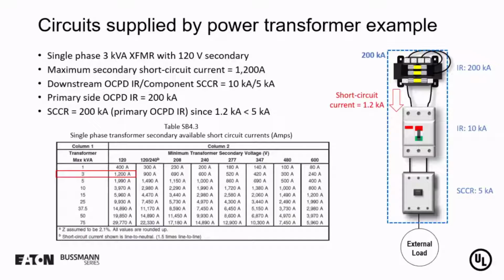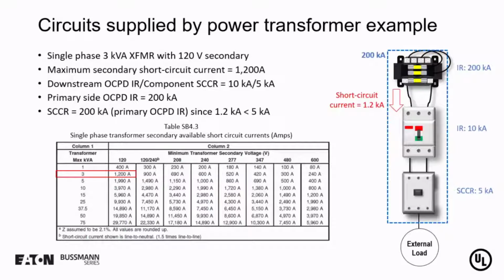So let's look at a typical example of how a power transformer can be properly selected to increase the short circuit current rating of all the components connected to the secondary winding of the transformer. You see here that we have a single phase transformer. It's rated 3 kVA with a 120 volt secondary. We go to table SB 4.3, which, as I mentioned, is in supplement SB of the standard, and we can determine from the table that this particular transformer has an available short circuit current in the secondary of 1,200 amperes. That's the maximum short circuit current that can be delivered to the components connected to the secondary of this transformer.